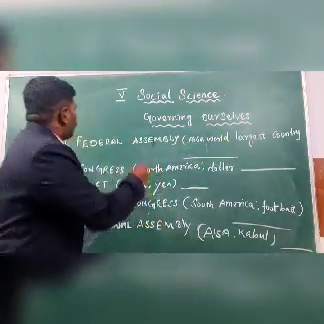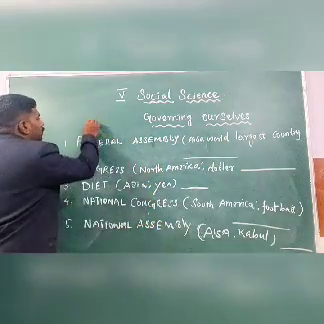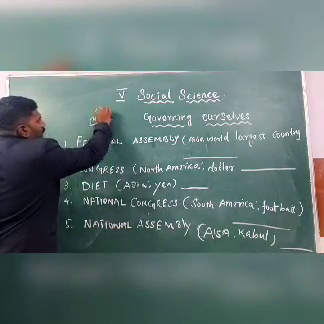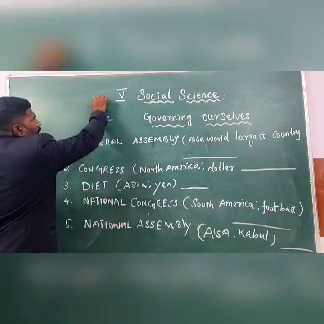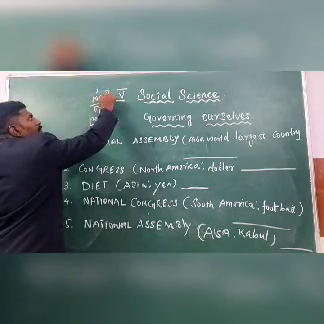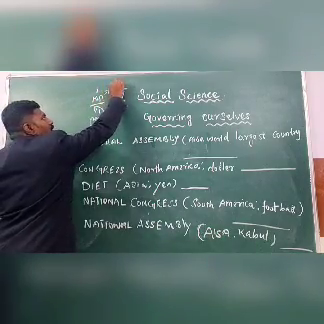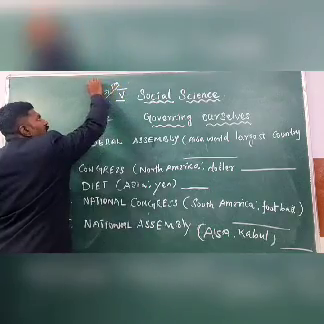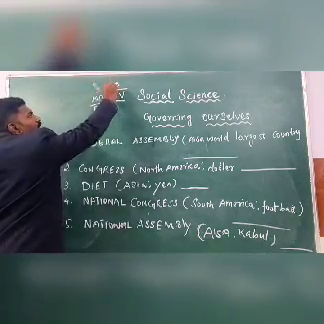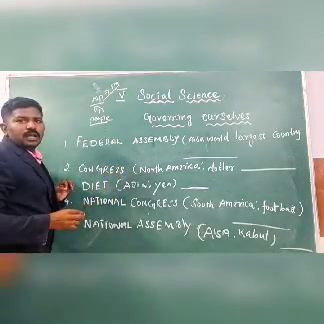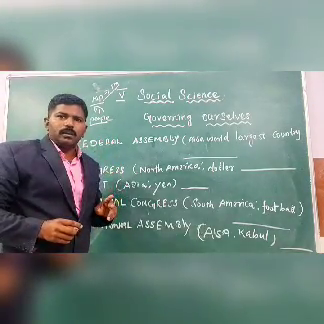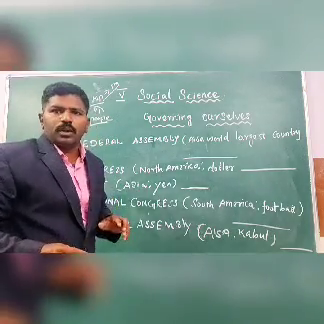Think first of the people. These people will first select one person, the MP. This MP will select, everybody will select the PM. The party will select the Prime Minister. In India there are 2 types of Sabha, Lok Sabha and Rajya Sabha, 2 types of parliament.